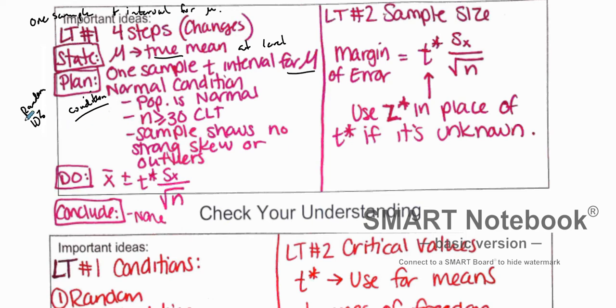The one difference for the condition normal is that, if you recall, when we have means, we look for the population to be normal, if it says the population is normal. Also, we can use the central limit theorem if our n value is greater than or equal to 30. Or if none of these work out and we aren't given that, we can graph the data. If our sample shows no strong skews or outliers, then we can assume that it's going to be normal.